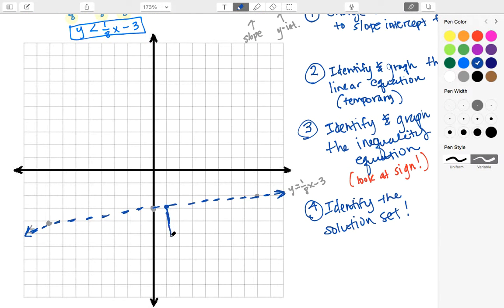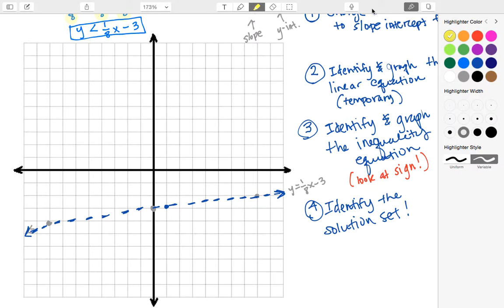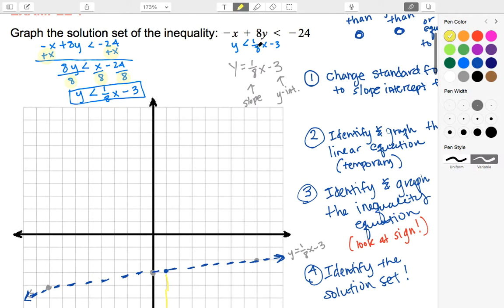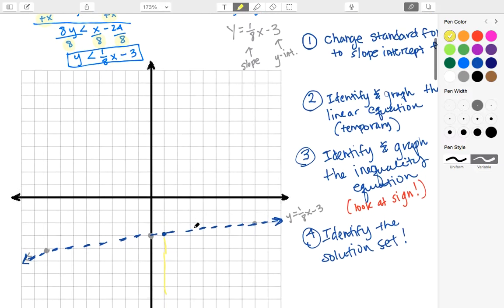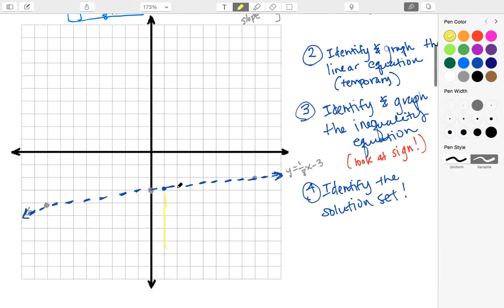It would go straight below. Let me try this one more time. So if I were to have a point here, it would go directly down. And the same thing here. If x were 2, for instance, and I substitute 2 into my inequality here, then I expect my y value to be less than that. So it's going to go down below.